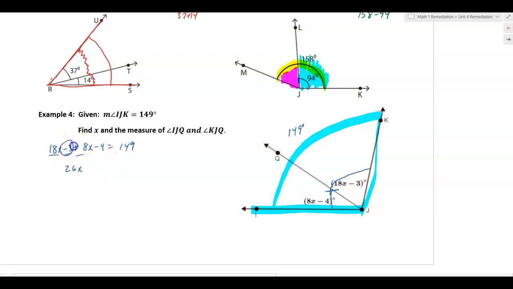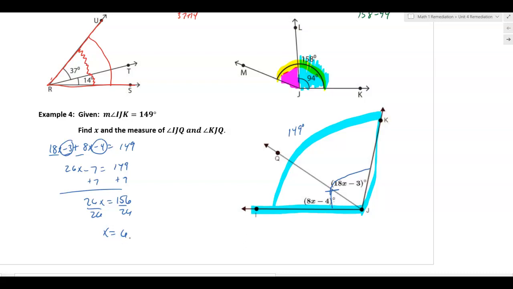When I go to solve this, 26x minus 7 equals 149. I'm going to add 7, so 26x equals 156. When you divide both sides by 26, you get x is equal to 6.